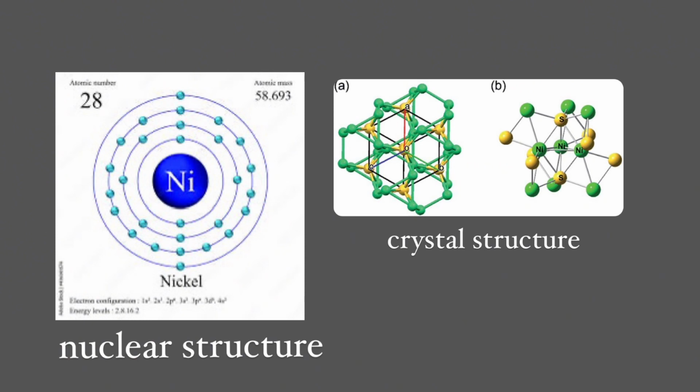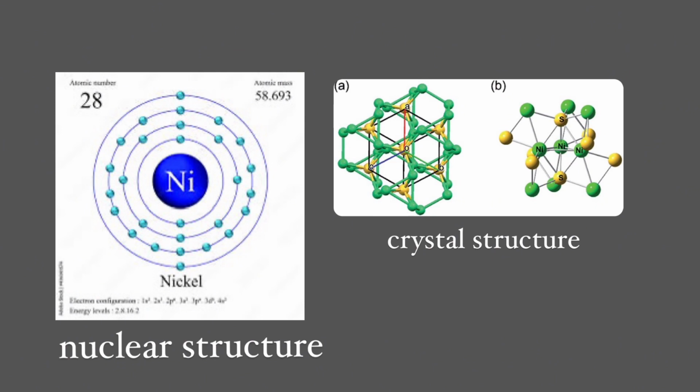Nickel has a lot of major isotopes. However, nickel 58 is the most common, and then there is nickel 60, nickel 62, and nickel 64. They are less common but are still stable, and they all have 28 protons. In the first shell, nickel has 2 electrons, in the second shell 16 electrons, in the third shell 8 electrons, and fourth shell 2 electrons.